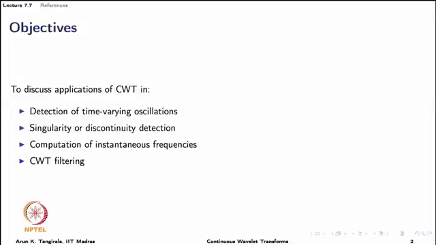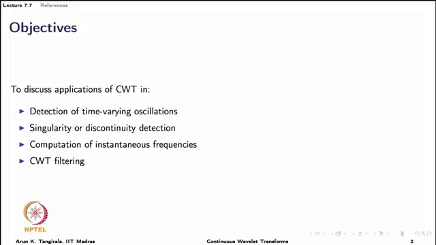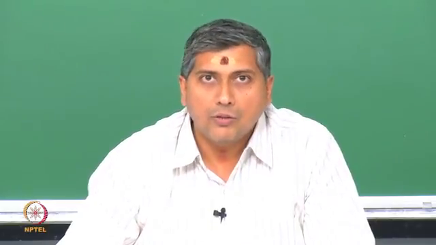4 different problems. One is on the detection of time varying oscillations, which is quite important in many domains including process engineering, atmospheric sciences and so on. And the second one is on the detection of singularities, again which has widespread applications. The third one is on the computation of instantaneous frequencies like the way we did with spectrogram. And finally, we shall talk about CWT filtering. Normally filtering is performed using discrete wavelet transform, but it is also possible to filter using continuous wavelet transform, and I will show you how to do that in MATLAB as well.